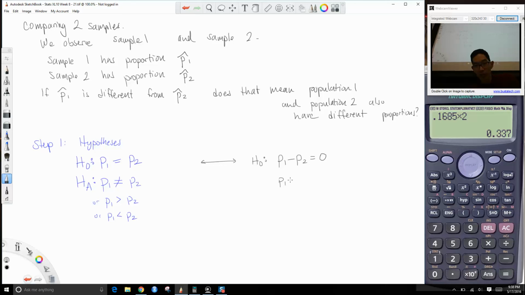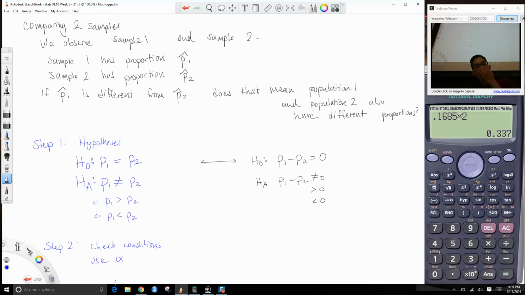So I could also have P1 minus P2 is not equal to 0, or greater than 0, or less than 0. But your null hypothesis is always going to be either this or this, which are exactly the same thing. Step 2 is the same as before. Check your conditions and identify alpha.